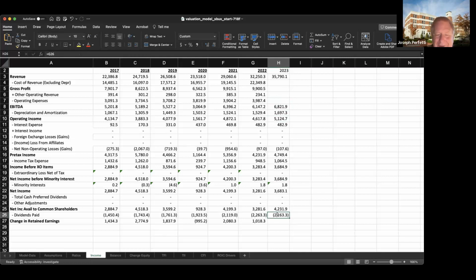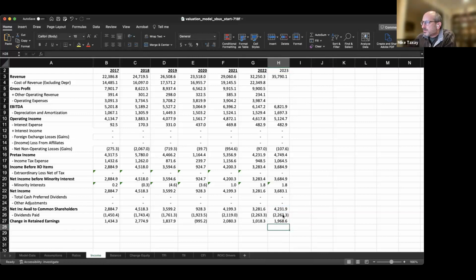So because I know my data source is going to give me dividends as a negative number, and because I know that net income minus dividends equals change in retained earnings, the formula for change in retained earnings equals net income, H25, plus H26, because I know that H26 is coming in as a negative number. Because if I subtract it, the double negative will have the impact of adding it.